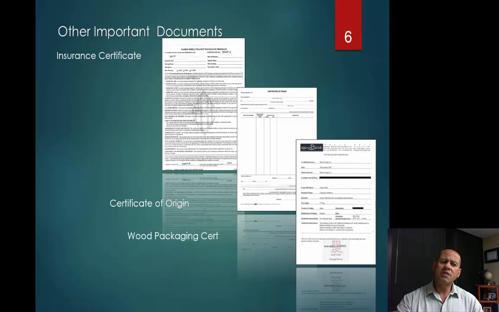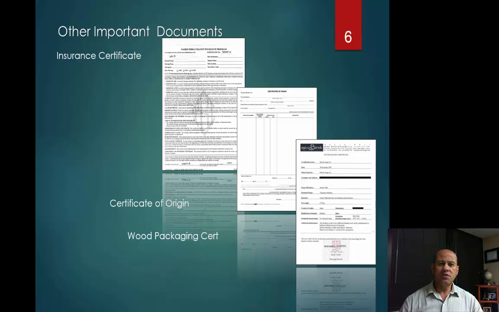Other important documents are insurance certificates. The most common insurance certificate is marine insurance, which protects the goods against loss or damage. Certificates of origin verify the origin of the goods. Most certificates of origin are validated through a chamber.